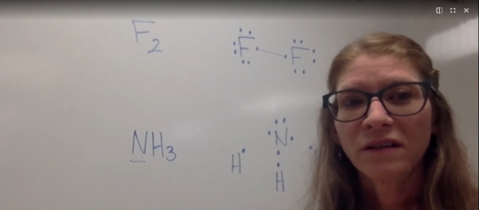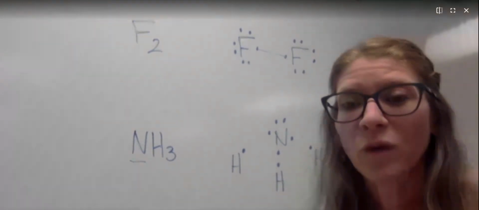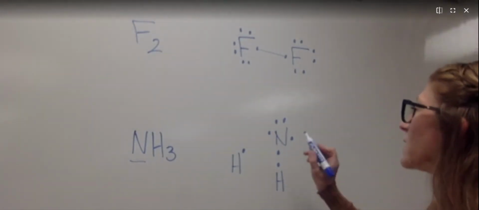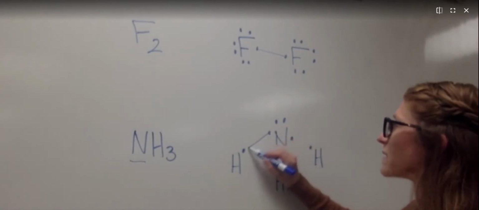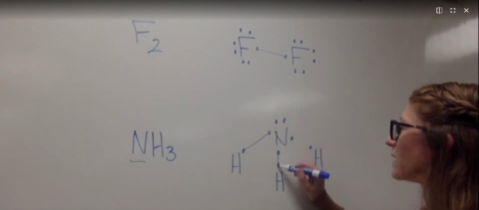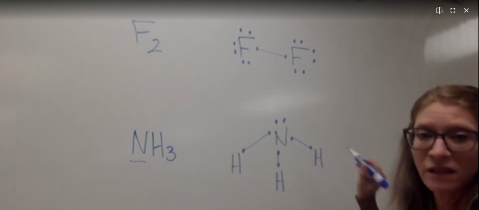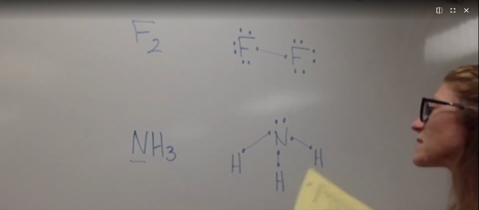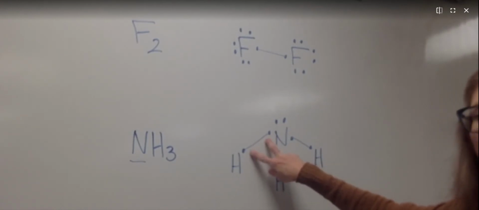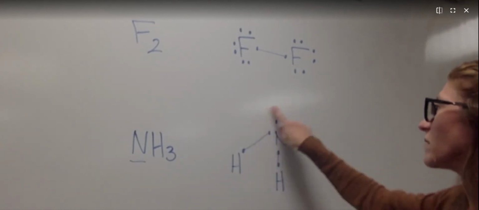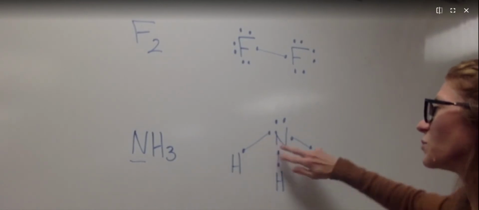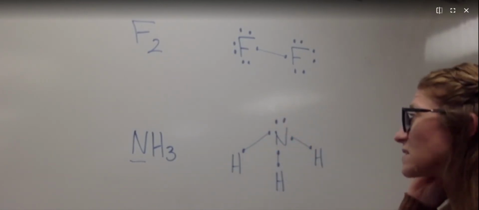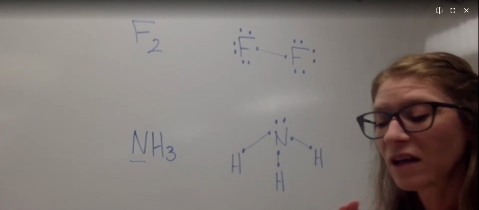Now, nitrogen has 5 valence electrons. It wants to share 3 more to have a total of 8. So nitrogen is going to form a single bond here, a single bond here, and a single bond here. So those would be our 3 single bonds. Remember, a single bond counts as 2 electrons. So if we circle around nitrogen, we would have 2, 4, 6, 7, 8. So nitrogen has a total of 8 electrons. It is stable. It is good.